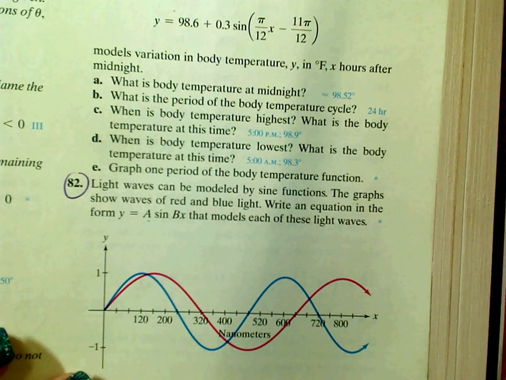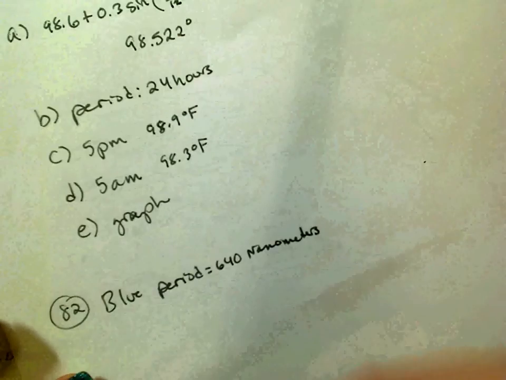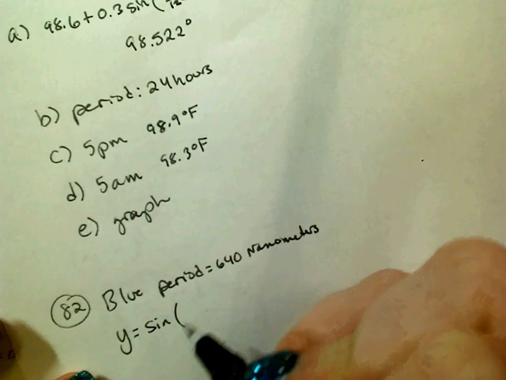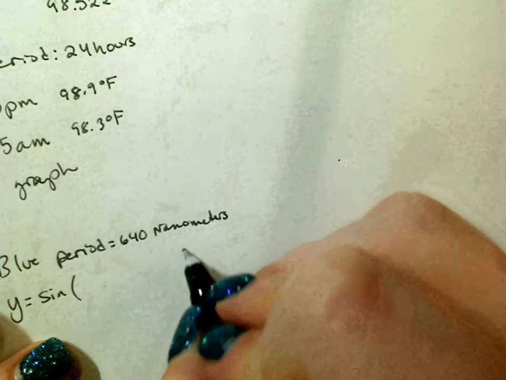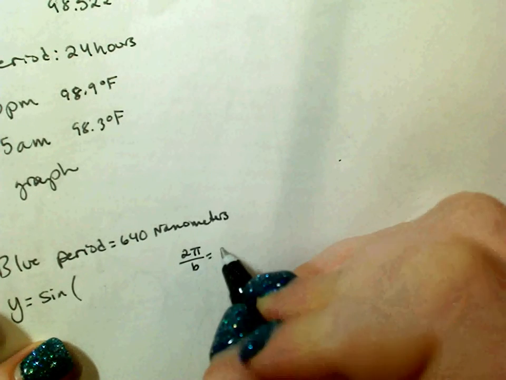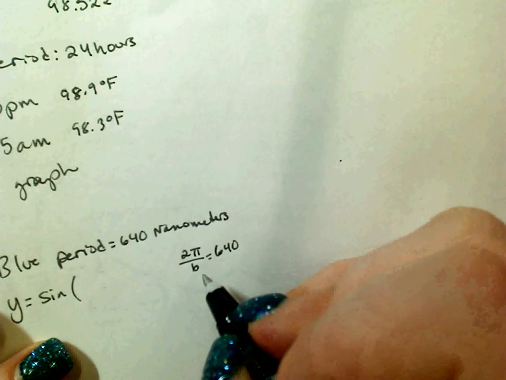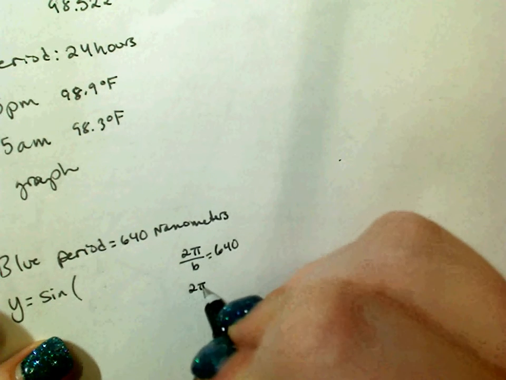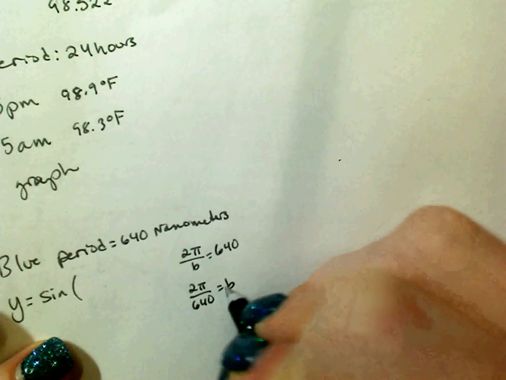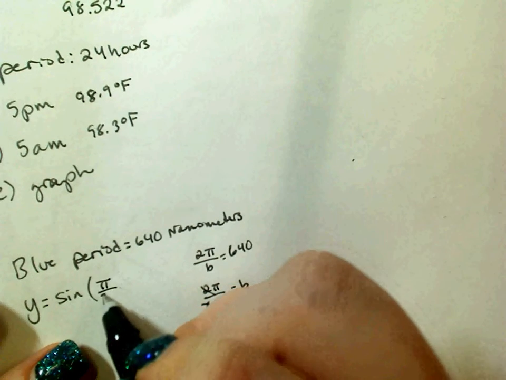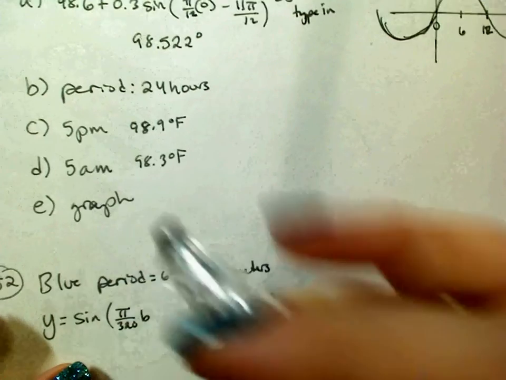So really, for blue, you've got y equals sine of bx, so 2 pi divided by b equals the period, which is 640. So if you multiply by b and divide by 640, 2 pi divided by 640 equals b. That is pi over 320. So y equals sine of pi over 320 x. And there you go.